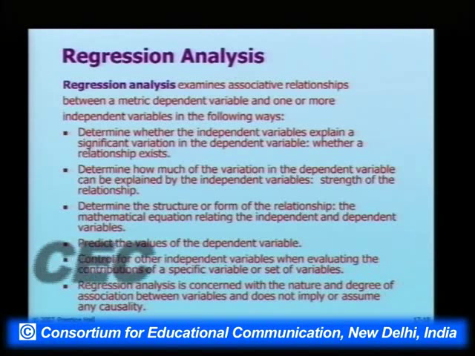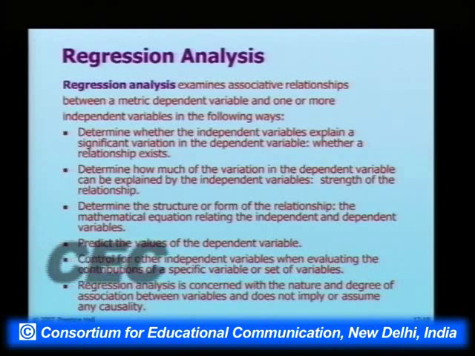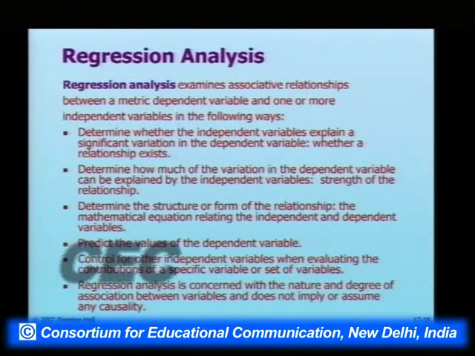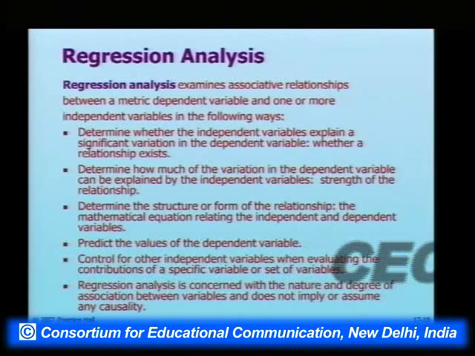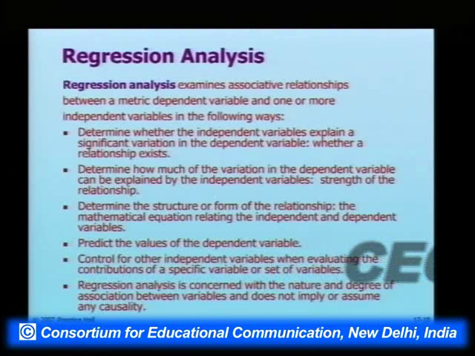Then we also have to determine how much of the variation in the dependent variable can be explained by the independent variables, the strength of the relationship. There can be a weak relationship and there can be a strong relationship. So how much can we predict the dependent variable if we know the independent variable is how much of the variation is explained by the independent variables. So we are also inclined to know how much is the explanation of the dependent variable taking the independent variables together. Then we also want to structure the relationship, that is, we want to find out the mathematical equation governing this relationship.